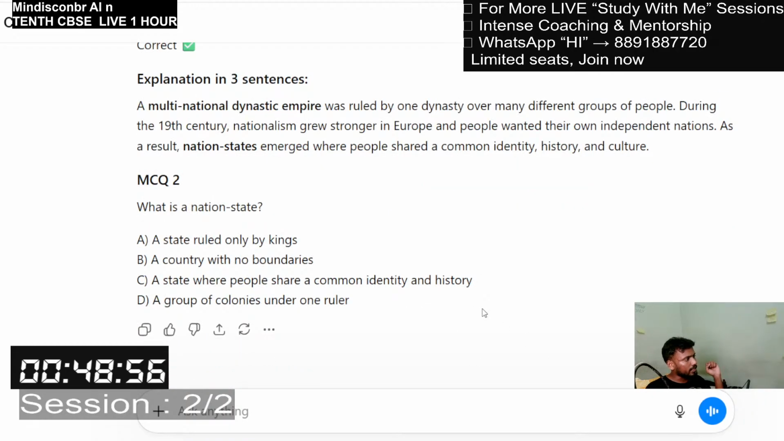What is a nation state? A state ruled only by kings? No. A country with no boundaries? No. A state where people share a common identity and history? Yes. A group of colonies under one ruler? C.